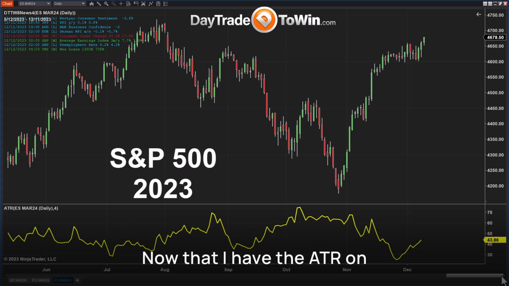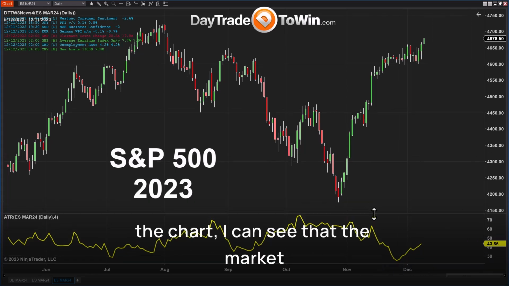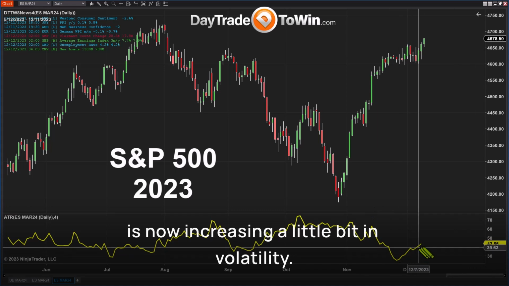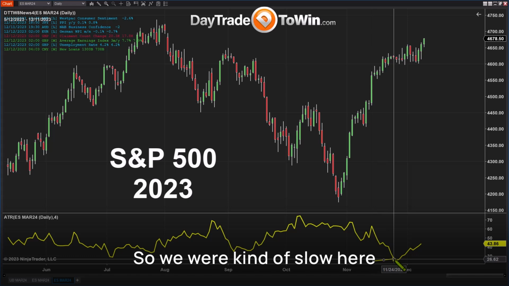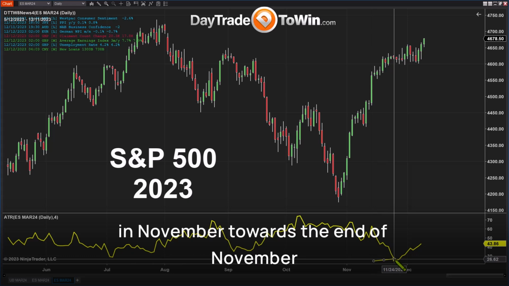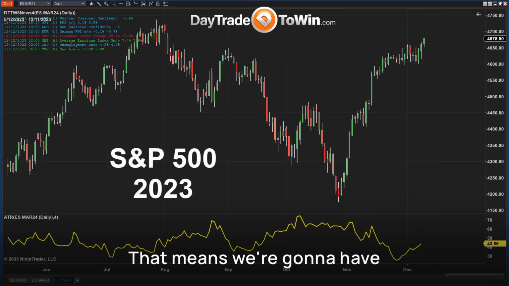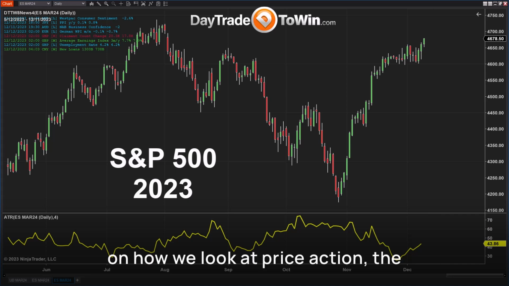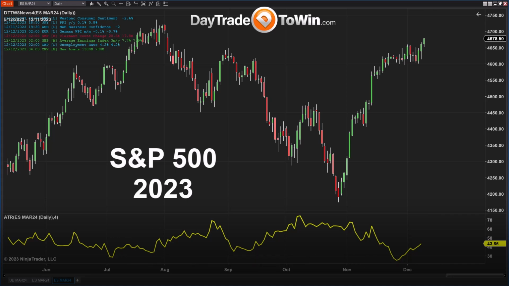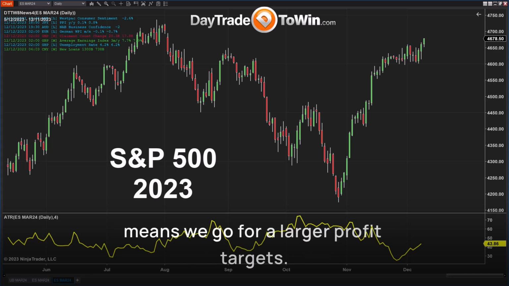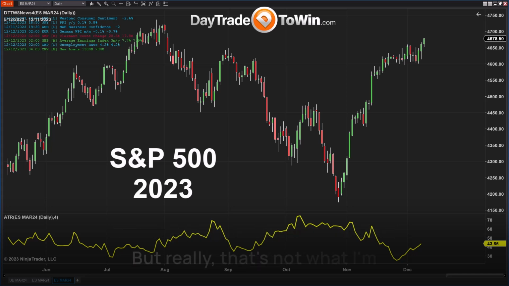Now that I have the ATR here on the chart, I can see that the market is increasing a little bit in volatility. We were kind of slow here towards the end of November, and now we're on our way up. That means we're going to have a lot of trending days. As a little bit of a tidbit on how we look at price action, the more volatility, the more trending markets occur, which means we go for larger profit targets. But that's not what I'm going to focus on in this video.